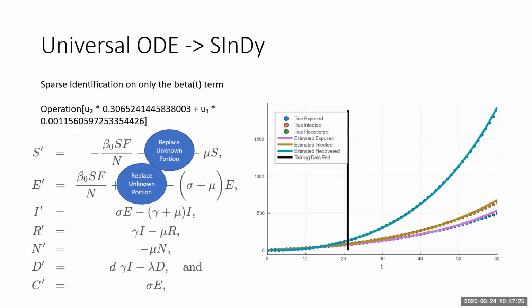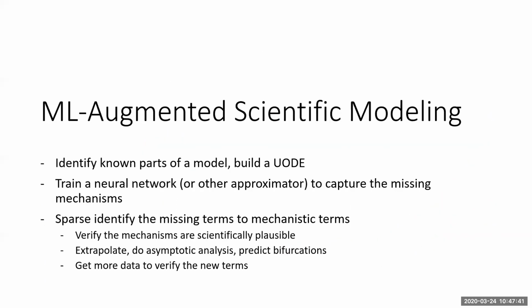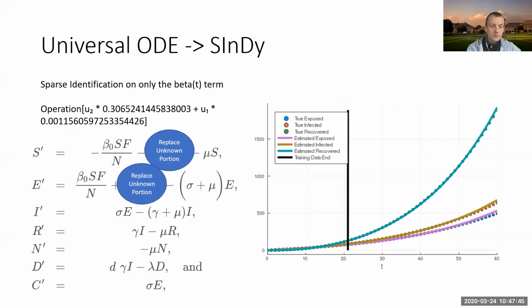So this is what the workflow looks like. We're using a neural network to approximate unknown parts of models, and then we're using sparse identification to bring this back to equations, and then we can have the computer program spit out what the LaTeX for the model should be. And so, can you explain a little bit the U1, U2?